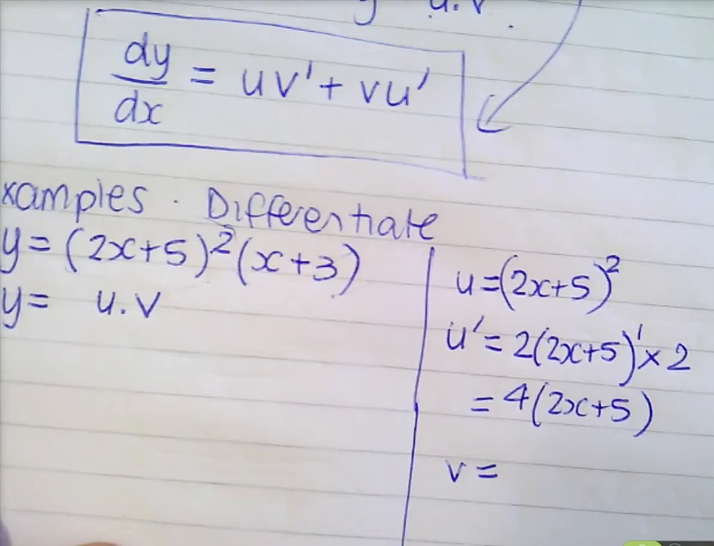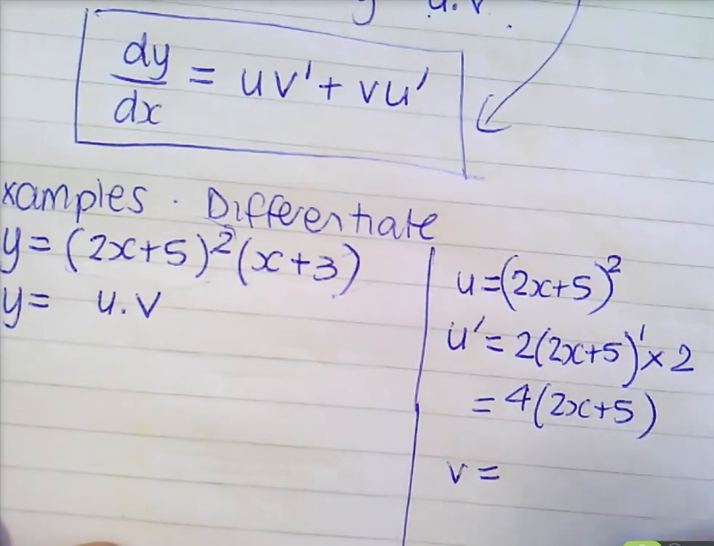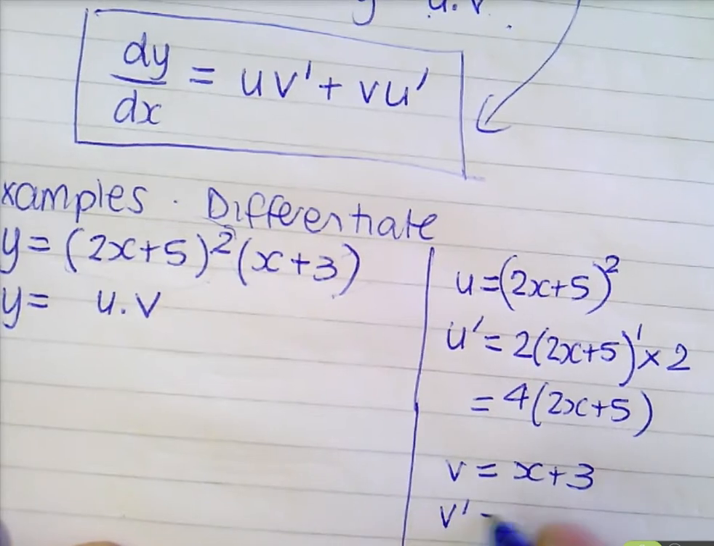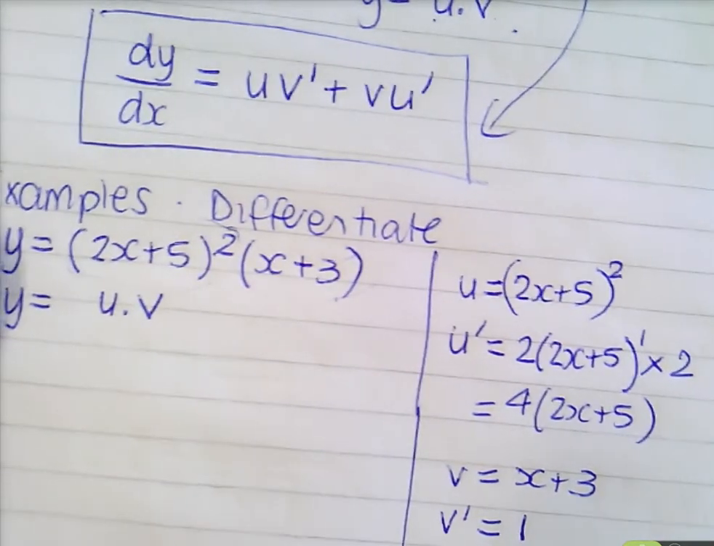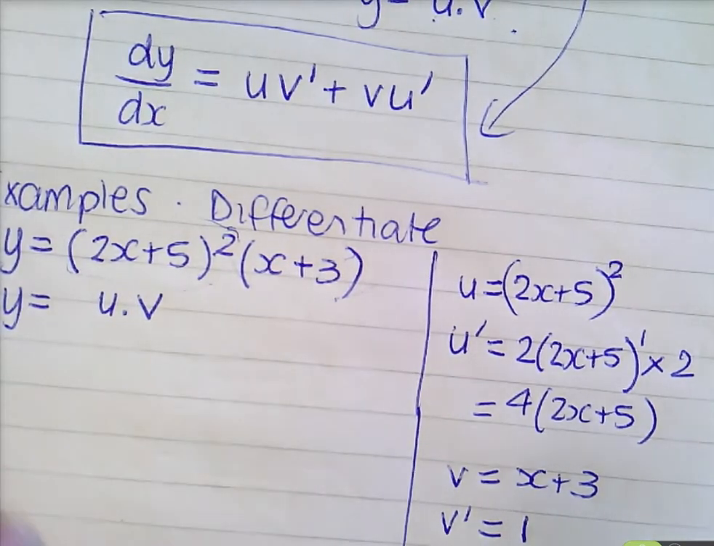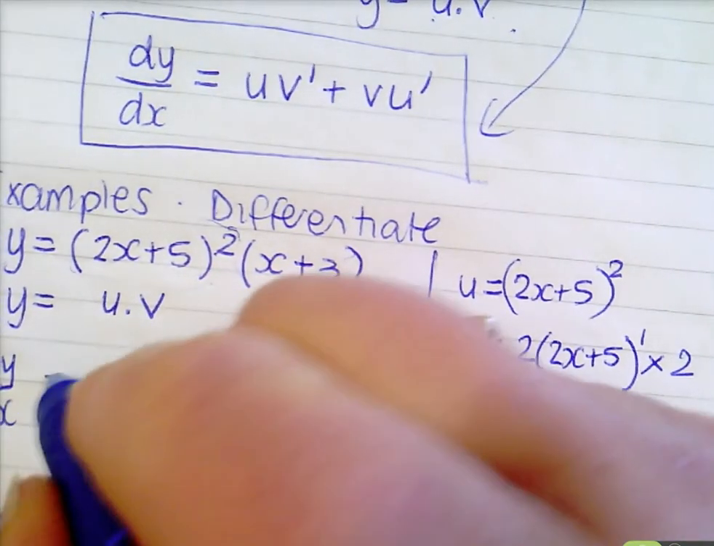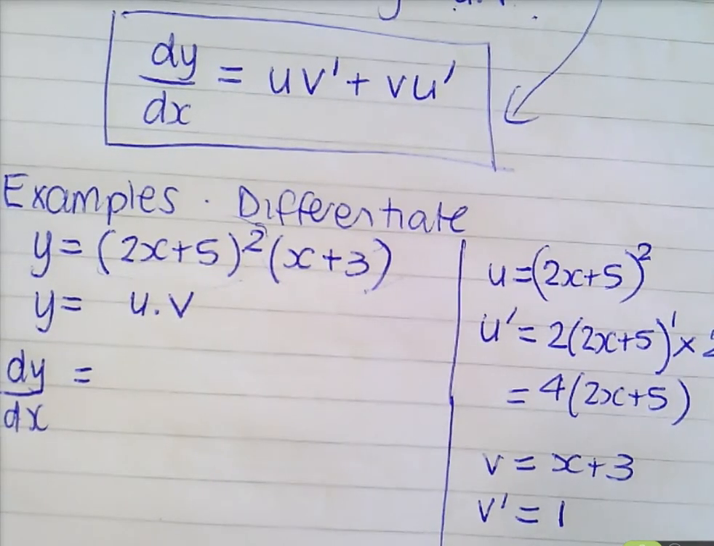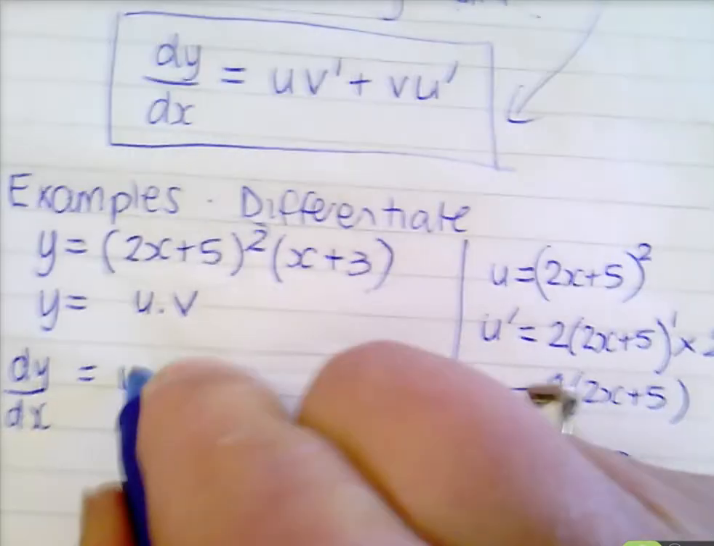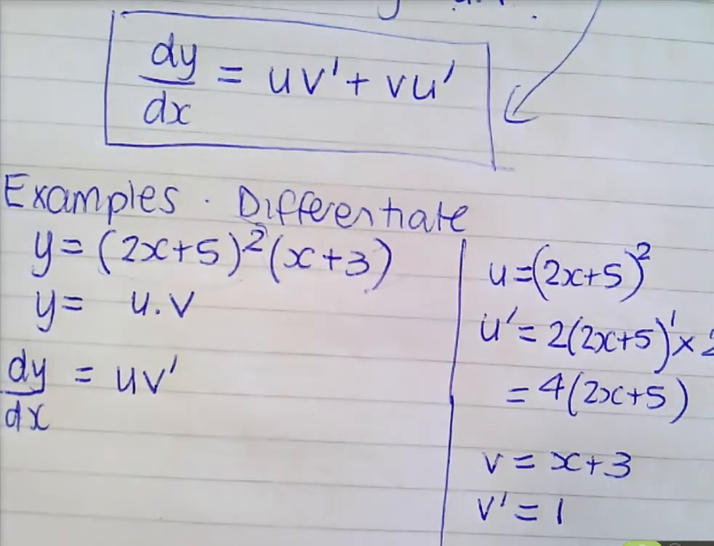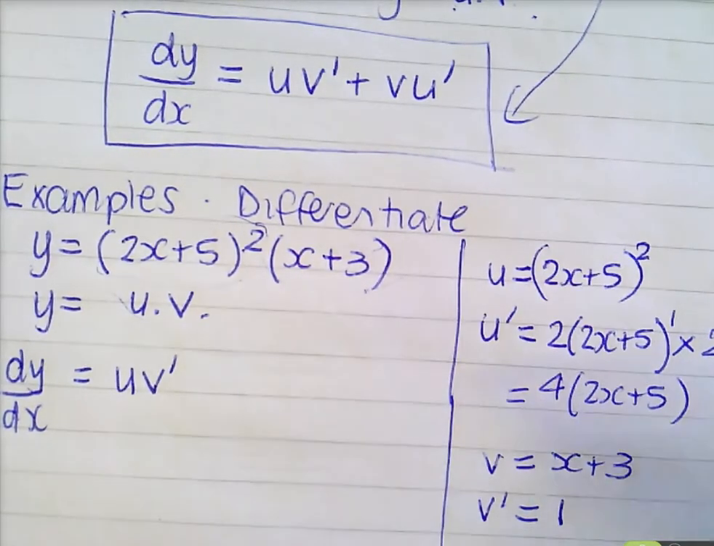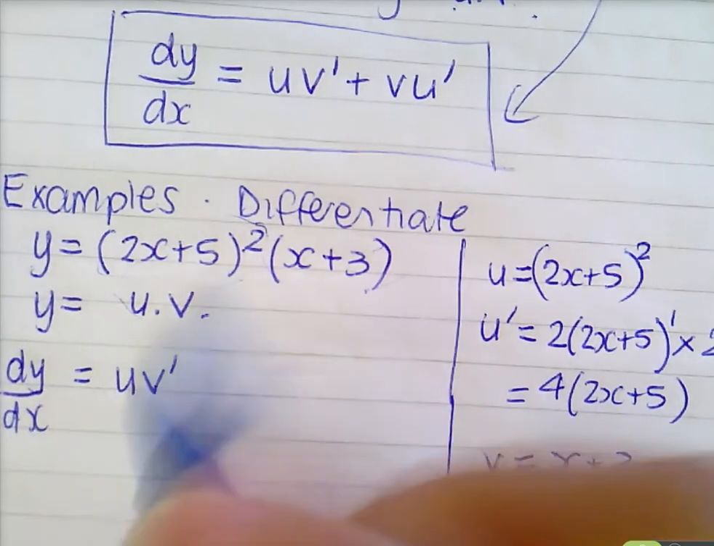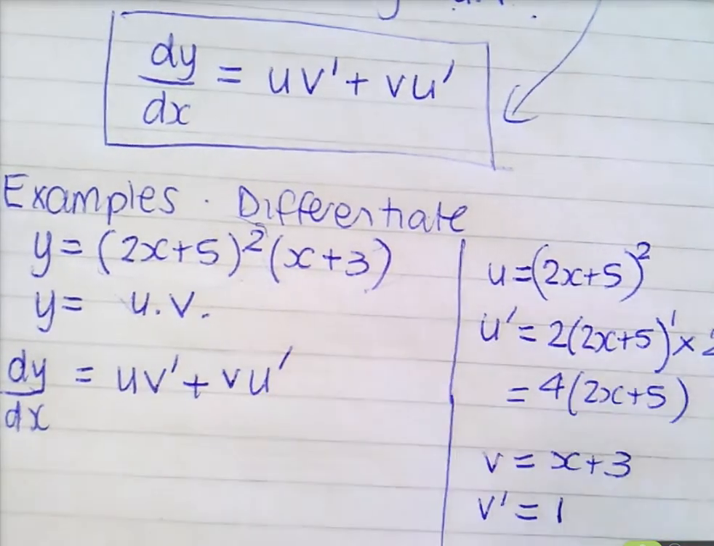Now, what's v? You don't need to write power of 1. And what's v dash? Differentiate x, 1. Differentiate 3 and you get 0. So y is that. In other words, y is u times v. So dy dx is what? What's the rule? Girls, you start off with the first one. You write the rule out. You actually don't normally write that middle line. So girls, you write the question out and then this is what you write. dy dx is u v dash plus v u dash.